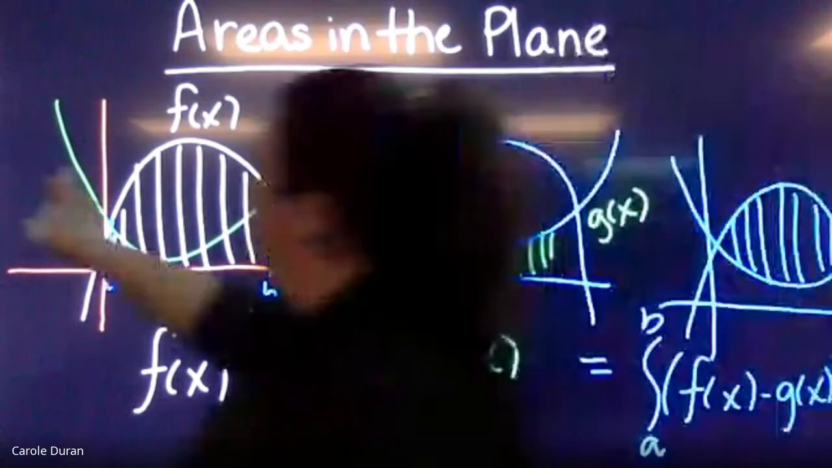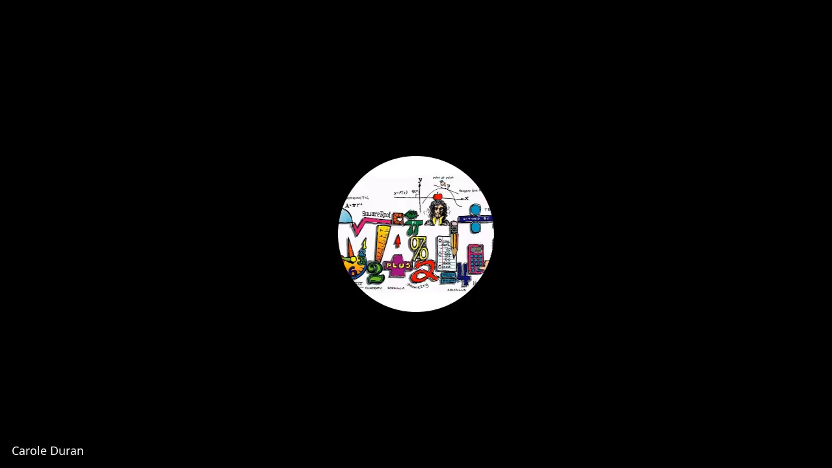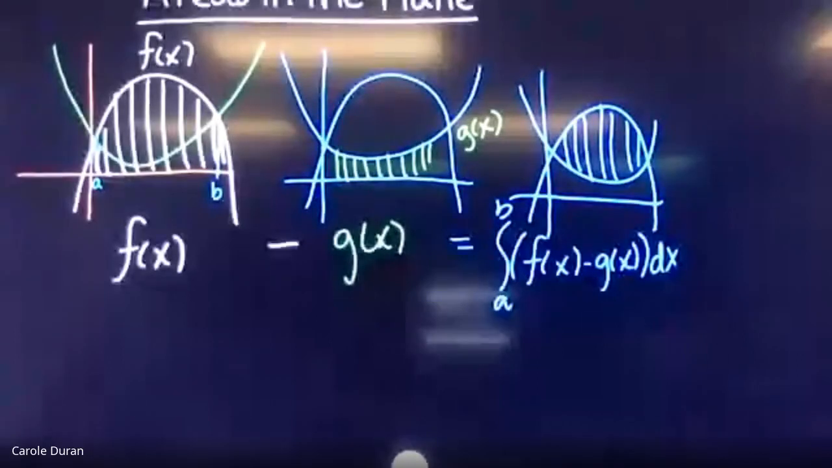So the answer of the area between two curves is the integral from intersection to intersection of the top minus the bottom. That's a fancy way of writing that. It looks much better in my notes.